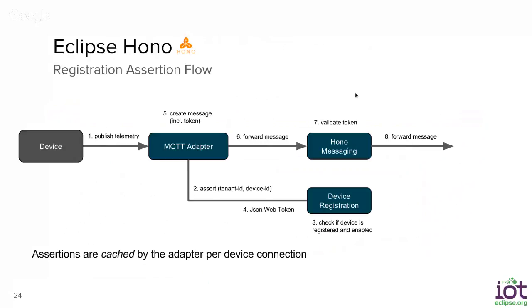The MQTT adapter then uses this token and includes it in the message being published by the device and forwards it to the Hono messaging service, which then validates the token, which means it verifies the signature that the device registration service has created. And if that is all okay, it knows, okay, the device is really registered for that tenant and is also enabled, and it then forwards the message downstream.